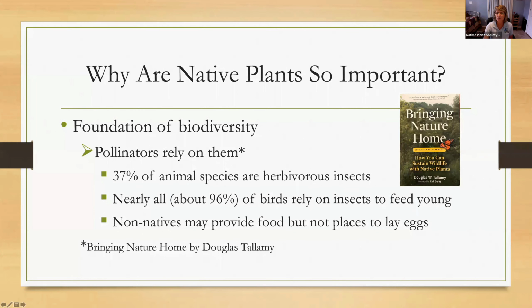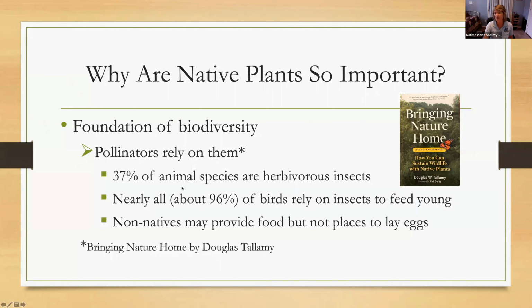But this book really hit home for me. It's not necessarily about Texas. It's about a lot of other places, but the message is very clear that your native plants are the foundation of biodiversity around here. Everything relies on everything else, right? It's a relationship. That's the way ecosystems are. They're relationships. All the pollinators around here truly rely on your native plants.